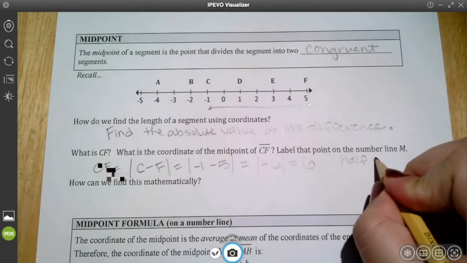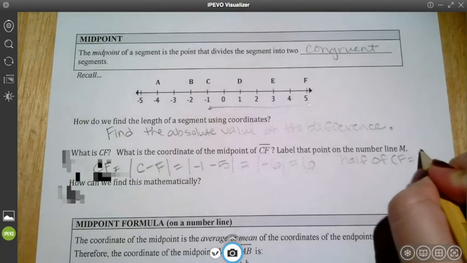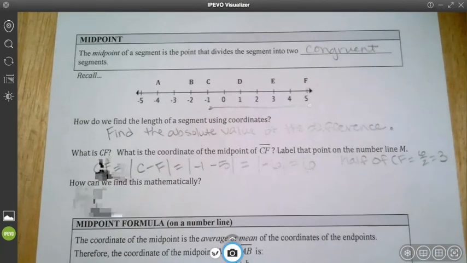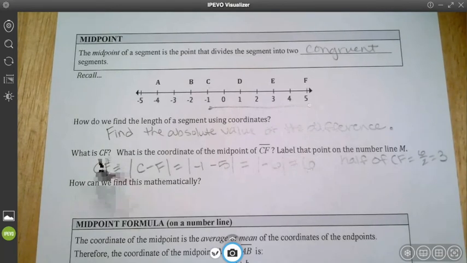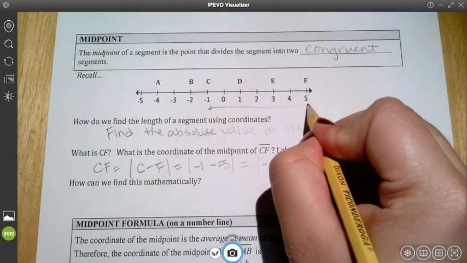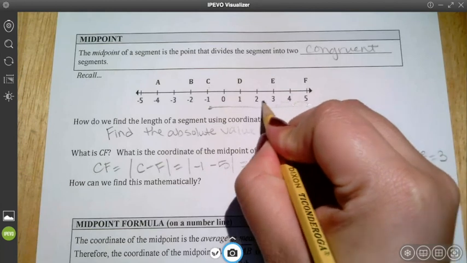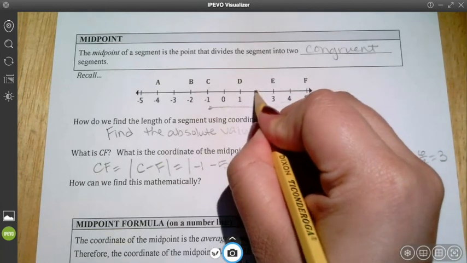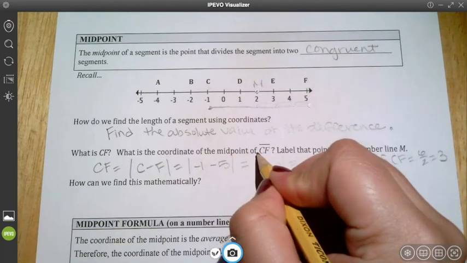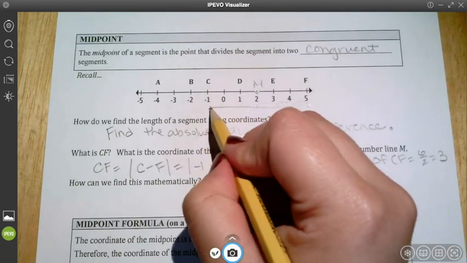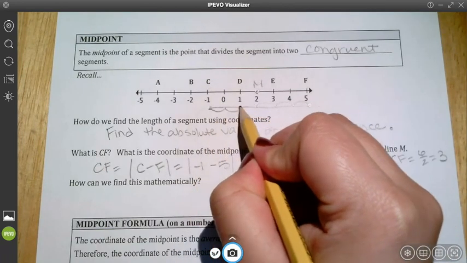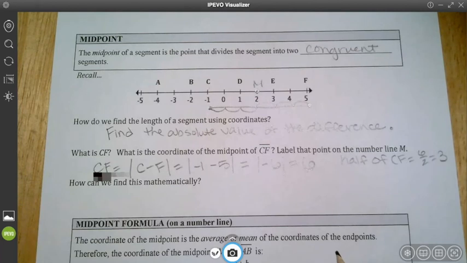Half of CF is 3, which means we need to be 3 units away from the end. So from 5, I can go 1, 2, 3 units away. And so 2 should be the midpoint. And it should be the same distance from C. From C, I can go 1, 2, 3 units away. Okay, so how can we find this arithmetically or mathematically? How can we calculate this?